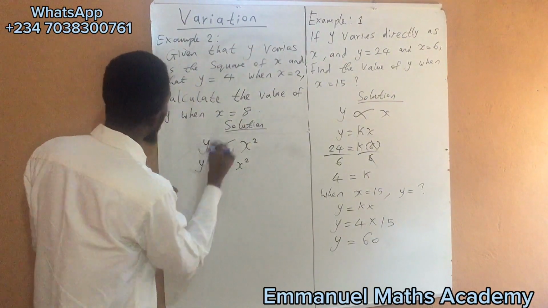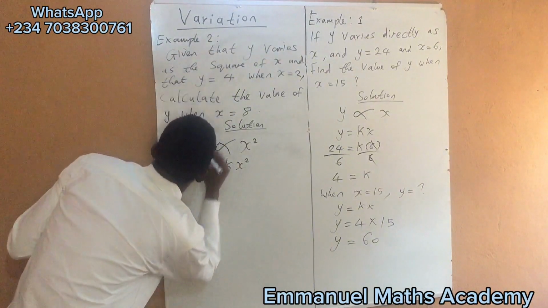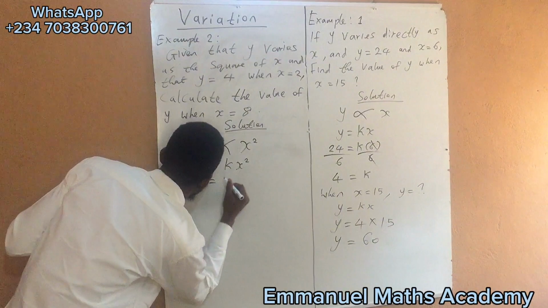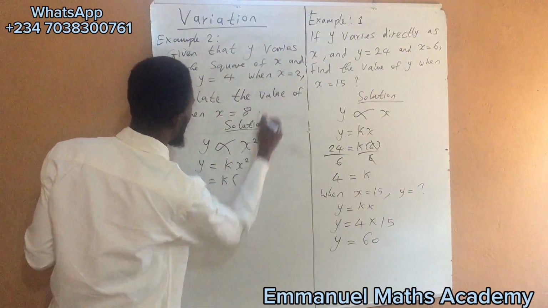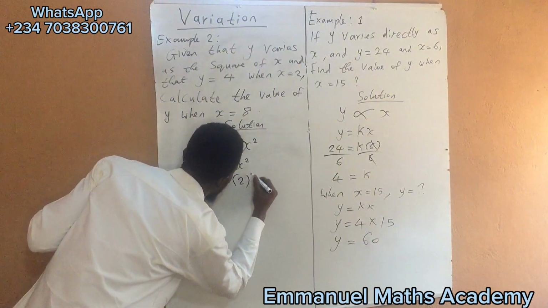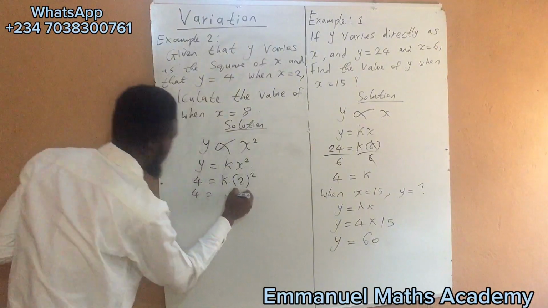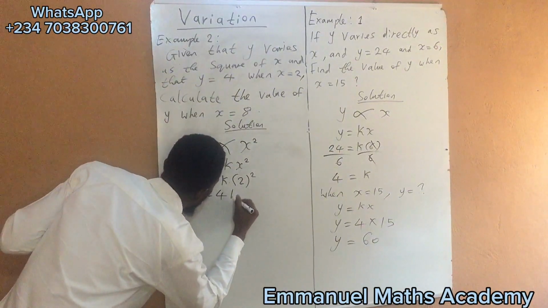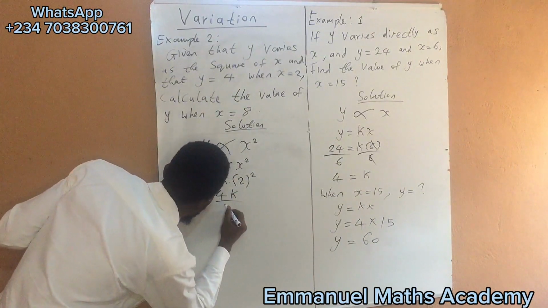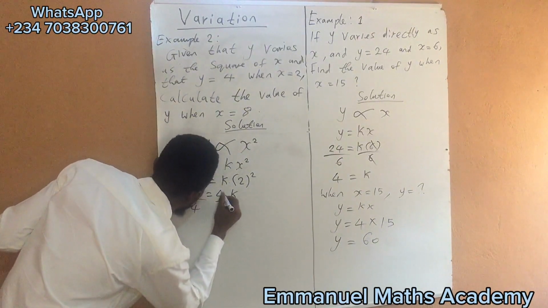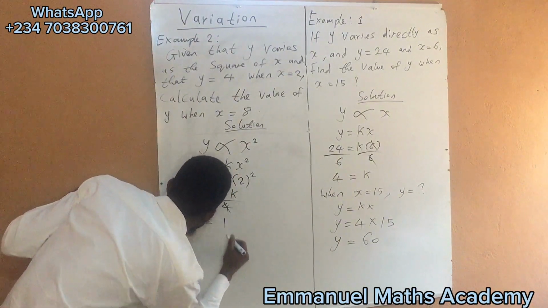Is that correct? Now, what is our Y? Our Y is giving us 4. You have your K. Our X is giving us 2, 2 raised to power 2. We have that 4 is equal to, 2 raised to power 2 will give you 4, so we have 4K. You divide both sides by 4. 4, 4, this will cancel this. Now K is equal to 1.